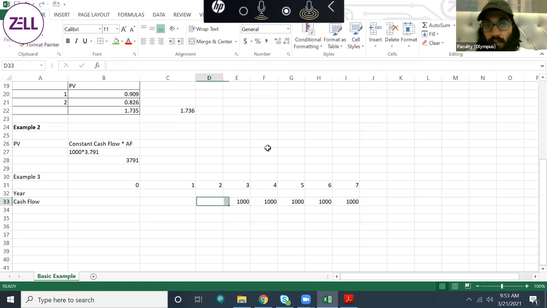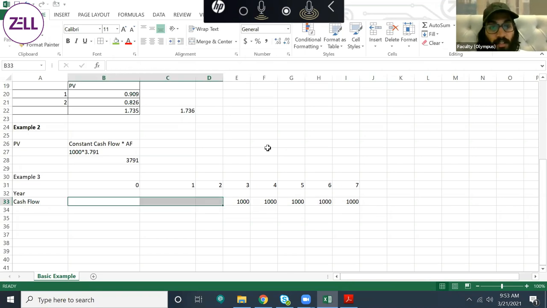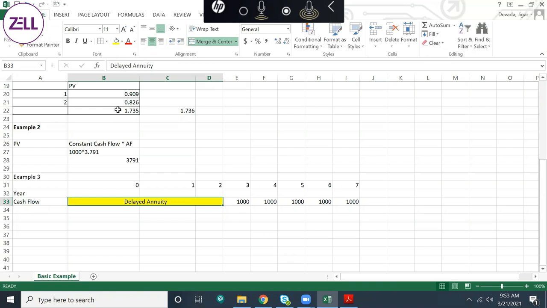What is this thing known as? This is something called a delayed annuity, guys. This delayed annuity typically arises when you don't get your money from the first year onwards, right? Not all businesses and factories can be set up in the first year. Yes or no? There are sometimes where you may take 2-3 years and then you may start getting the money.